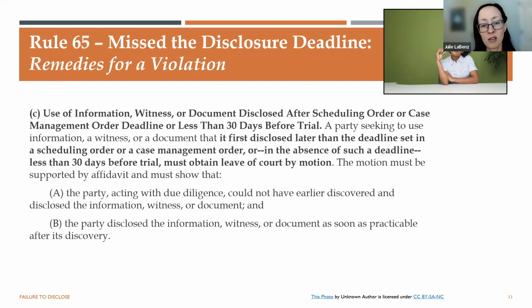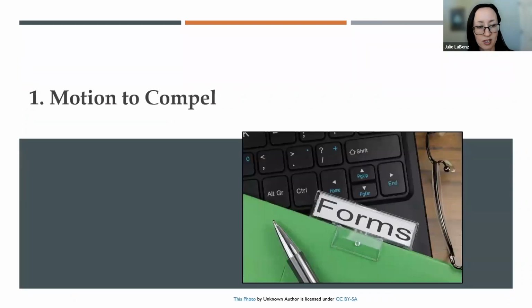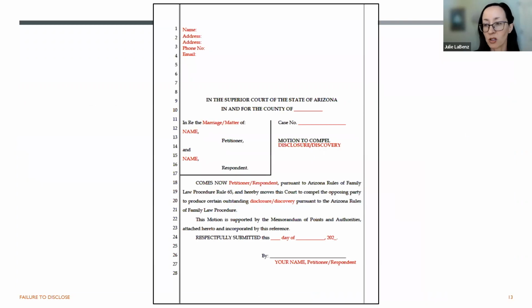So if you are disclosing something and there's less than 30 days before trial, or it's after the deadline set by the court, it needs to be something new. And you're going to need to file a motion with the court, asking the court to allow you to use it and explaining why you haven't disclosed it before this time.